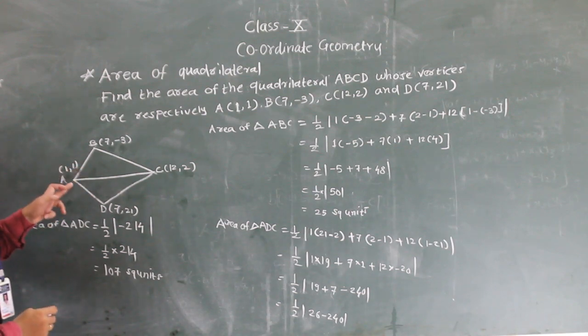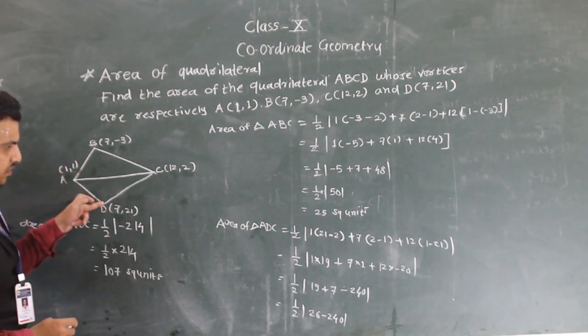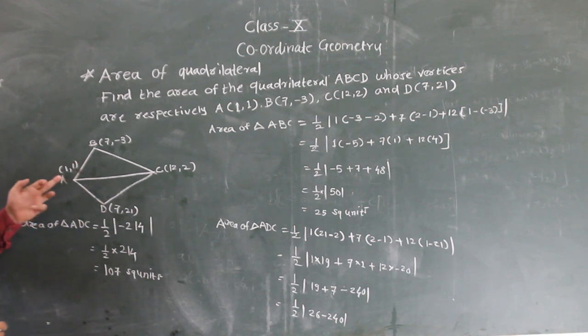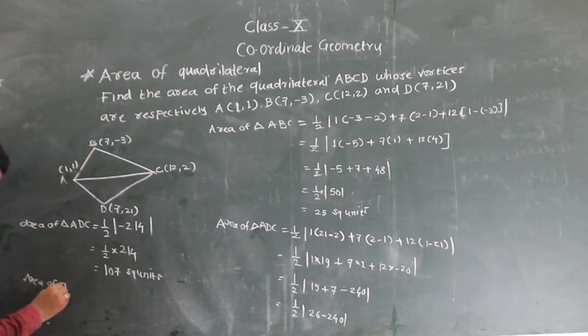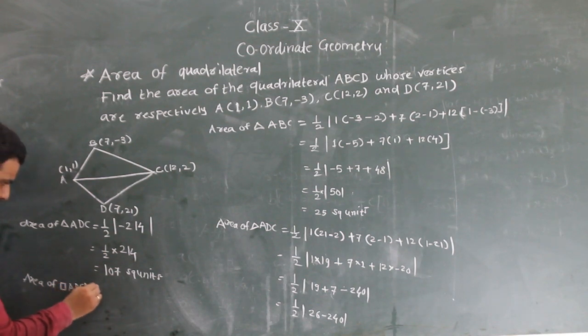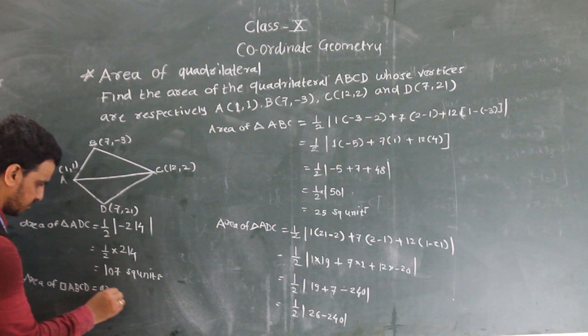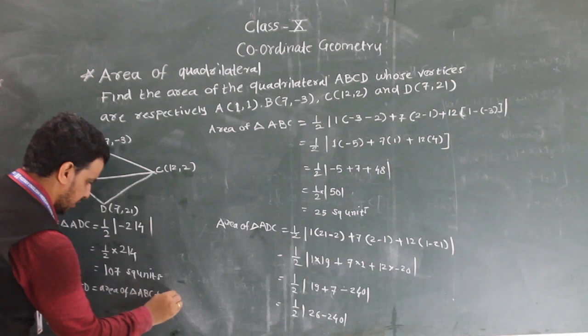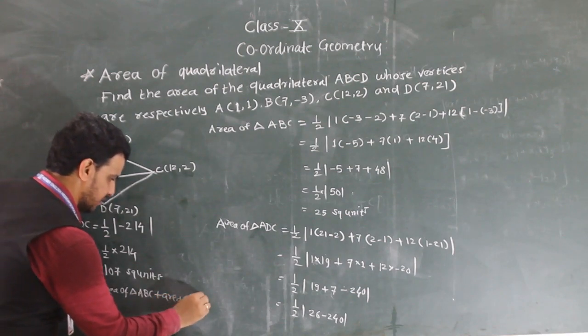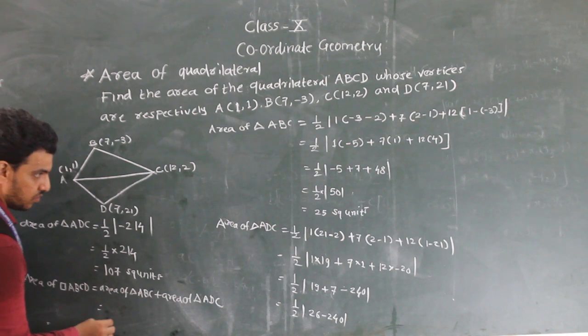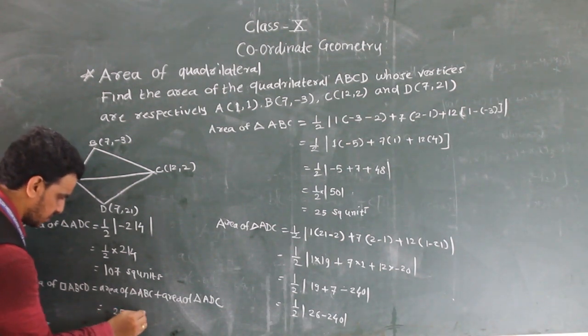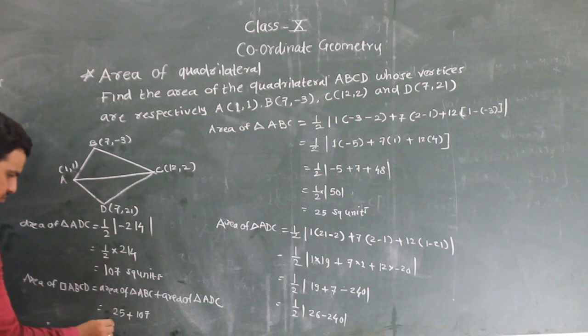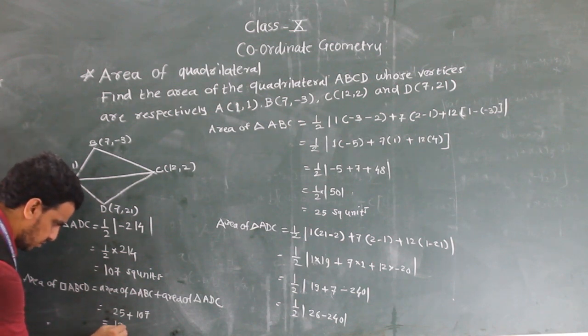Now we have to find the area of quadrilateral ABCD. For that we have to add the area of triangle ABC and the area of triangle ADC. So the area of quadrilateral ABCD is equal to the area of triangle ABC plus the area of triangle ADC. So this is 25 plus 107. So this answer is 132.